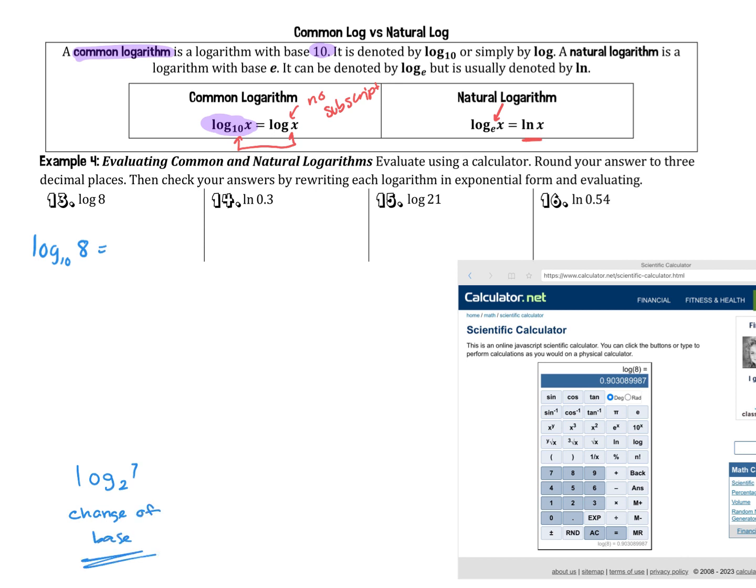As of this moment, we're not learning how to do anything unless it is base 10 or it's base e, meaning we're using our natural log button. So this is going to give us 0.903. For natural log, I'm going to go ahead and clear this. I'm going to press natural log of 0.3, which really means e to what power is 0.3, and that's going to give me negative 1.2039, so I'm going to round that to negative 1.204.